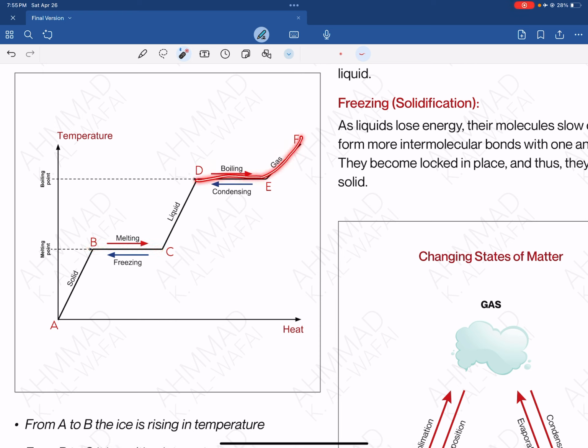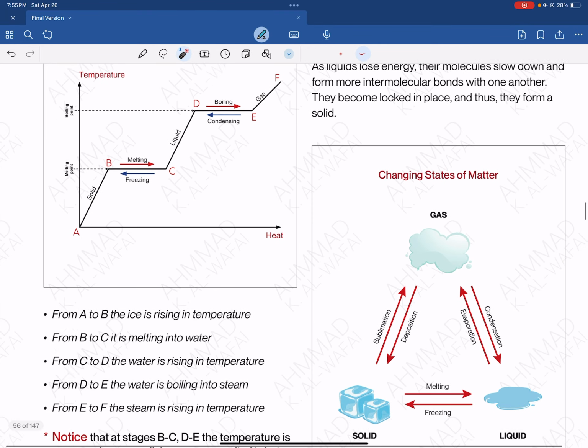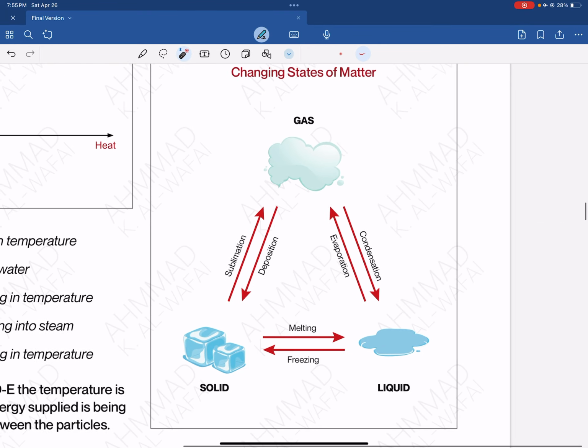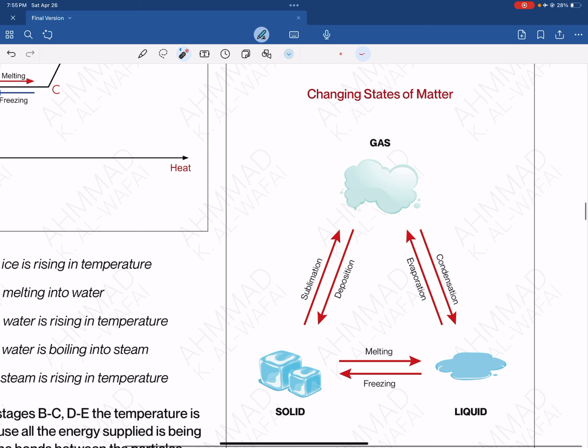Also, this could be in the opposite direction. So the gas could be losing temperature. At this point, it's condensing, turning into liquid. And now the liquid is also losing temperature. And then now it's freezing, it's becoming a solid. And then now the solid is reaching an even lower temperature, and so on. So this could be in reverse. So you should watch out for the changes in state. If you look at this, this is how matter changes.